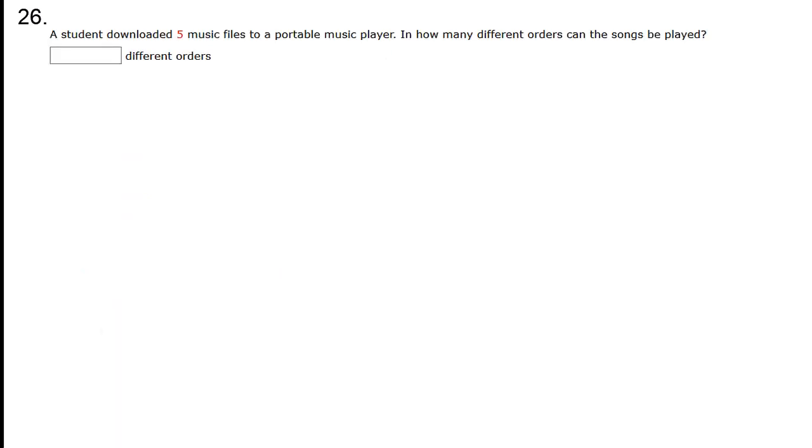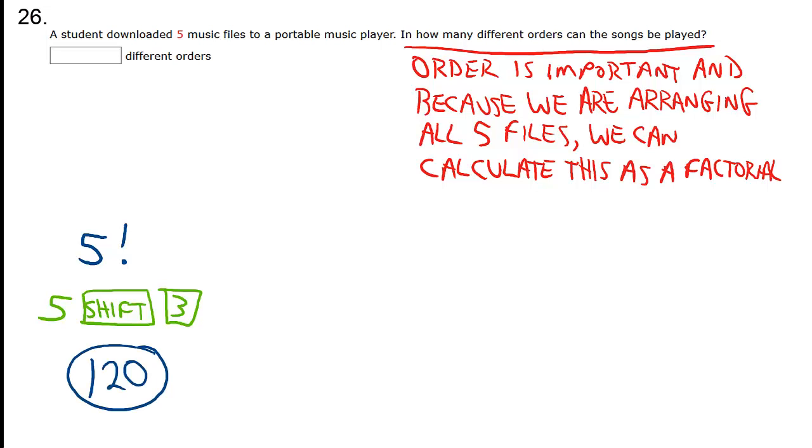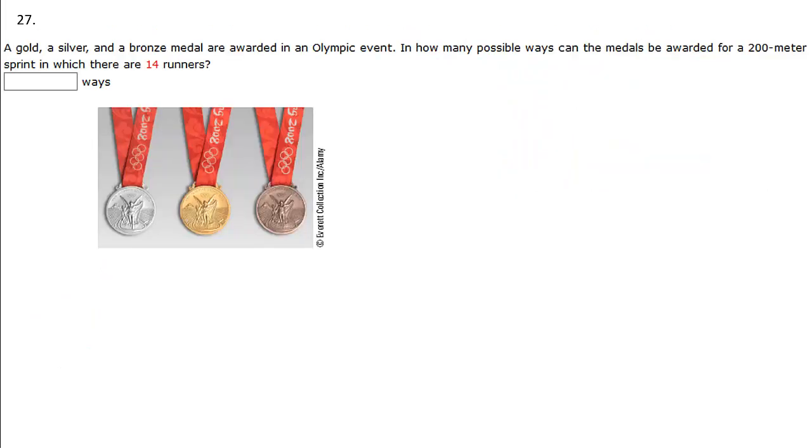26. A student downloaded 5 music files to a portable music player. In how many different orders can the songs be played? This is a problem where order is important, and you're arranging all 5 files, so it's just a factorial. It's just 5 factorial. If you're arranging a group of things and order matters and you're arranging all of them, it's a factorial. Well, factorial is Shift 3 on your calculator, so you put in 5, Shift 3, and it'll give you 120.